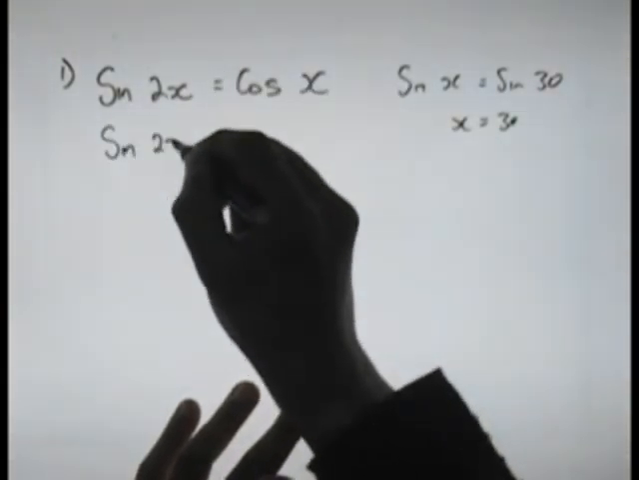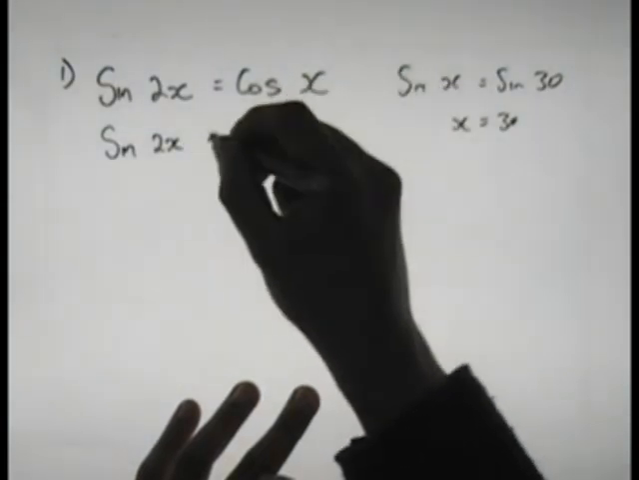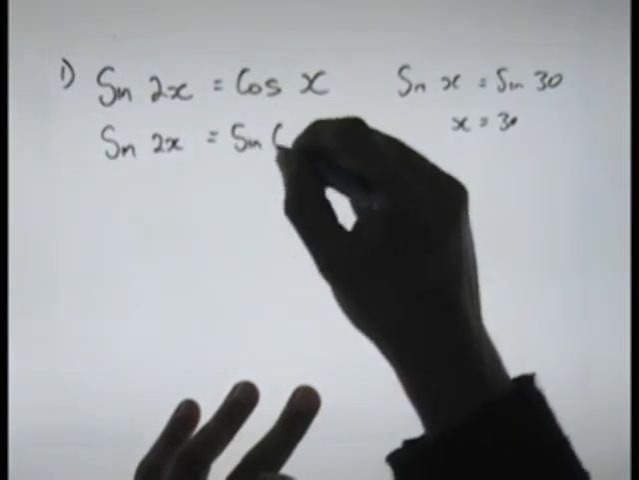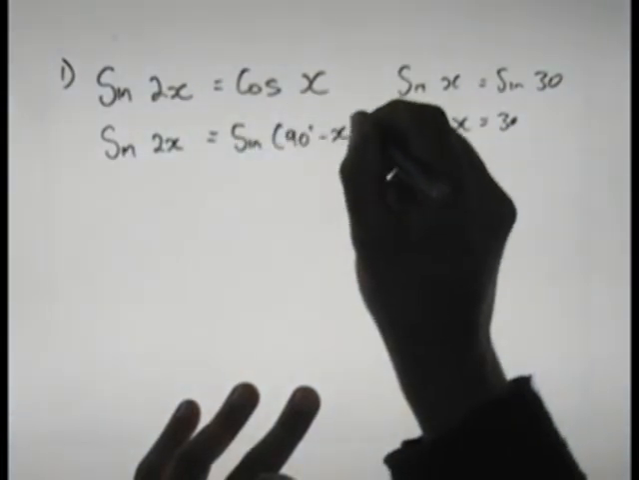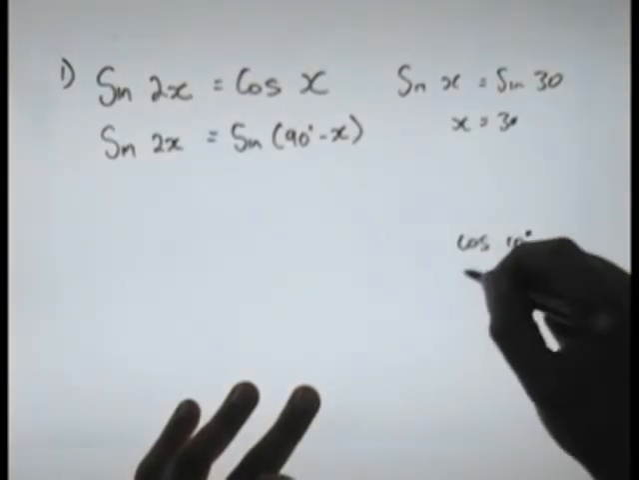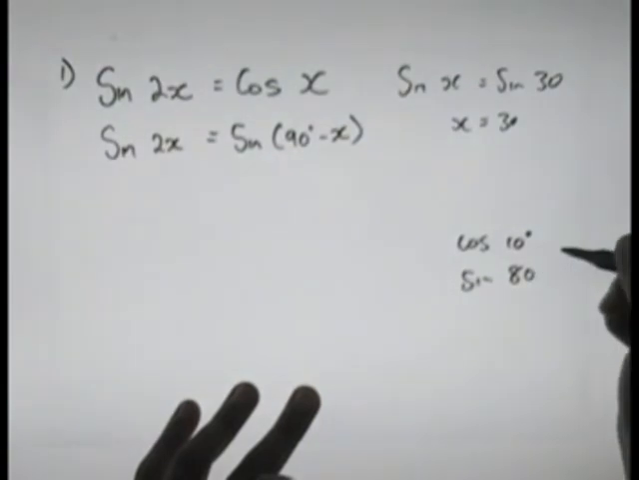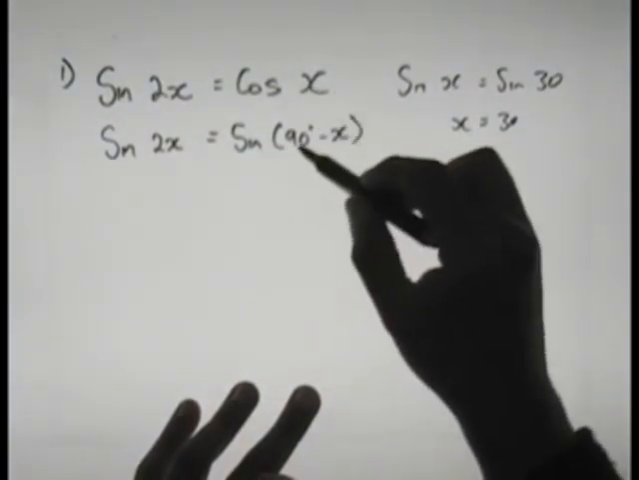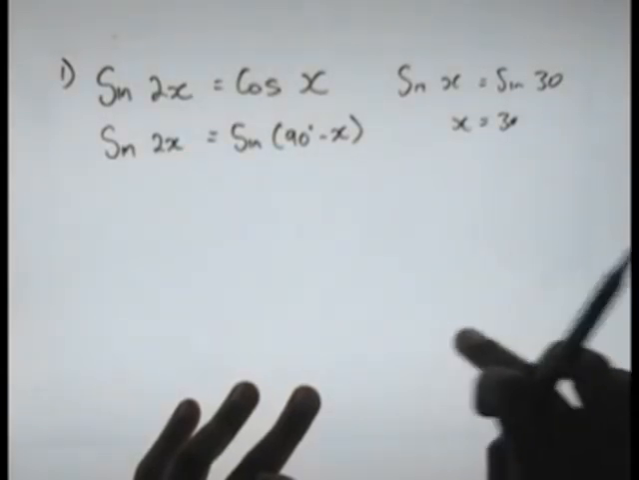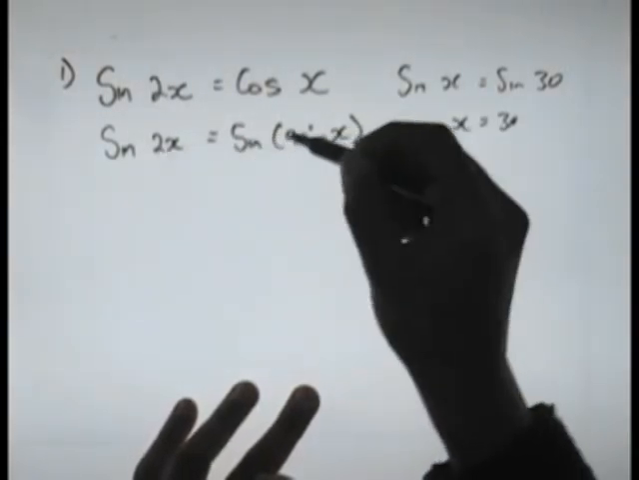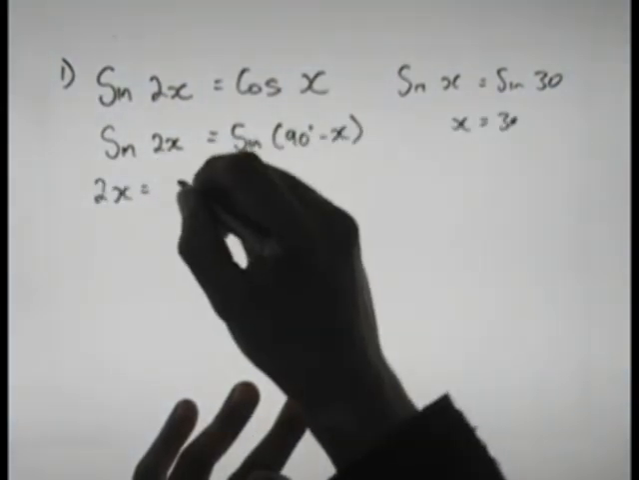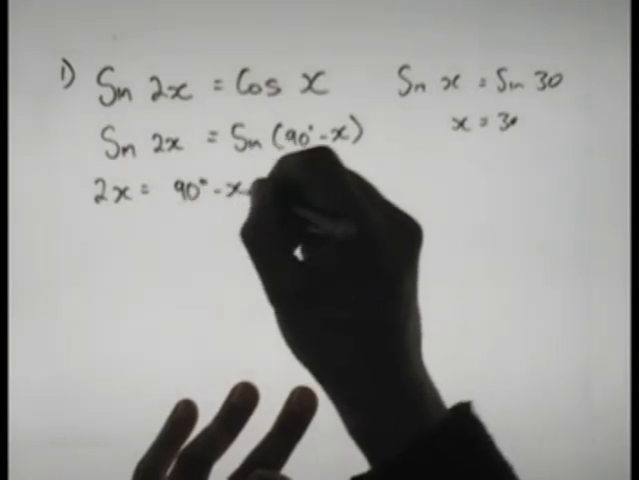Now, sine 2x I'm going to leave as is, but cos of x I'm going to make that sine of 90 degrees minus x. Because think about this, cos of 10 degrees is the same as sine of 80. So cos of x is the same as sine of 90 minus x. Now I can drop the sines, which means that 2x is equal to 90 degrees minus x.